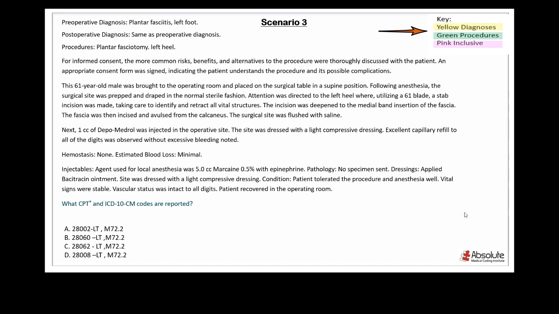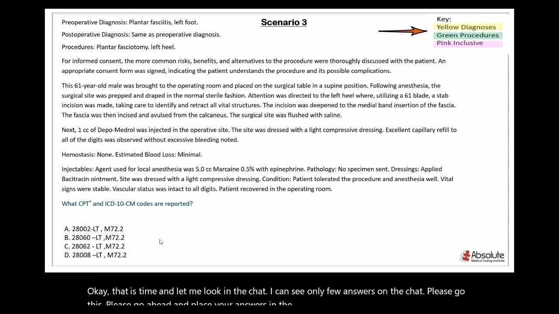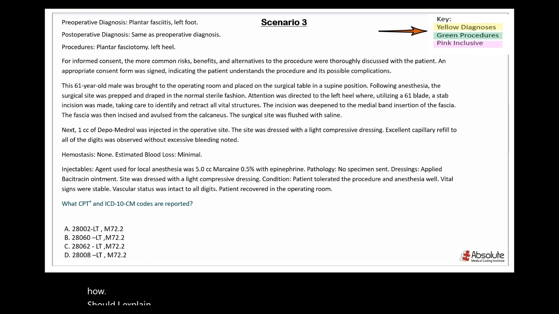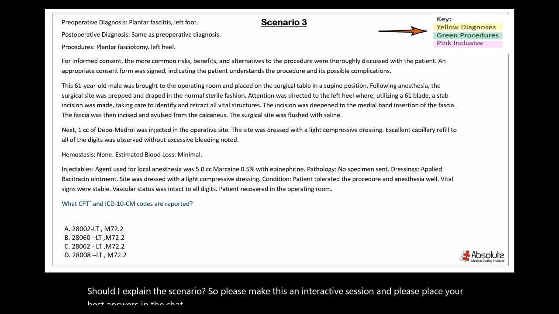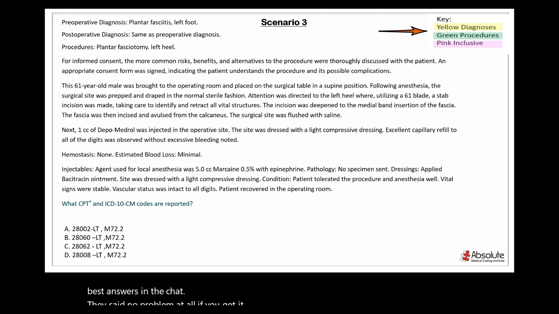Okay, that is time, and let me look in the chat. I can see only a few answers in the chat. Please, coders, go ahead and place your answers in the chat. Only then can I know how I should explain the scenario. So please make this an interactive session, and place your best answers in the chat. As I said, no problem at all if you get it wrong. So I will give you 30 seconds more. Coders, please put your answers in.